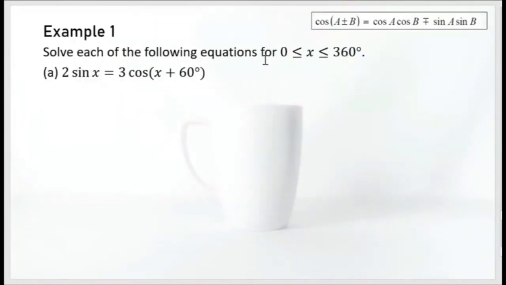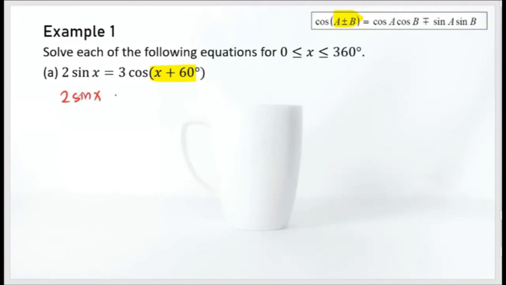Okay, so now we look at example 1. Solve the equations given the range and the angles. Okay, you see this one. Cos of x plus 60, so that means we're involving the addition formula. Okay, so we have to solve it. This is solving, this is not proving, so you have to solve it. So we solve it one by one.